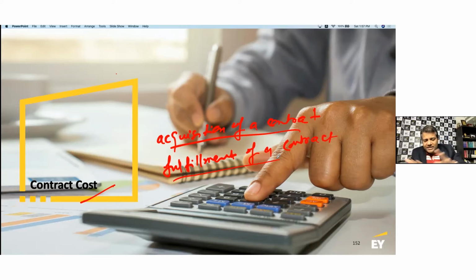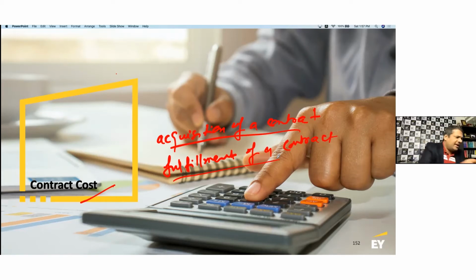This is outside the purview of Ind AS 38, intangible asset, or Ind AS 16 on property, plant and equipment. So you're allowed to capitalize a cost which otherwise is not allowed to be capitalized. Okay, so that's an important concept which has been introduced through Ind AS 115.